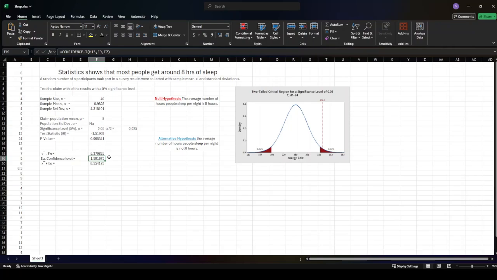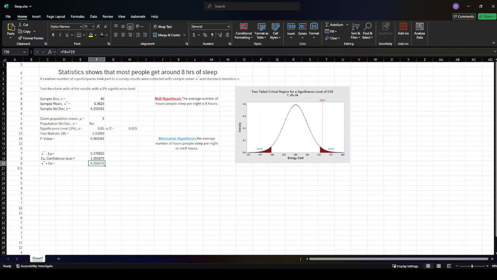For my 95%, I use x bar minus E subscript alpha, which is the 2.5% on the left, and x bar plus E subscript alpha, which is my other 2.5%, which is on the right. And that is how I get my 95%.